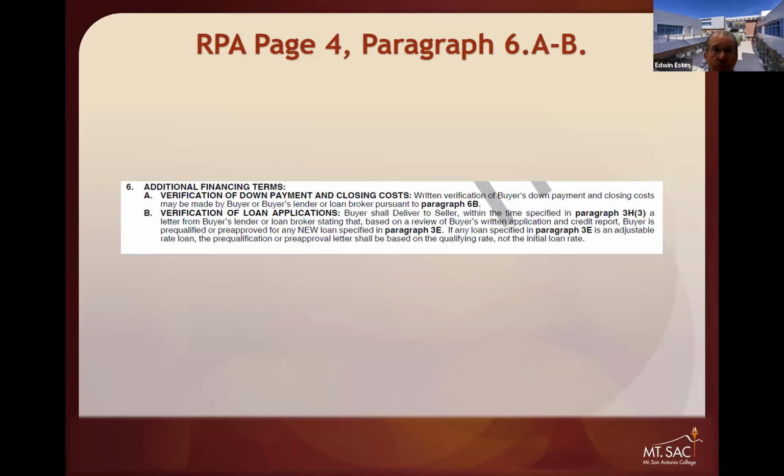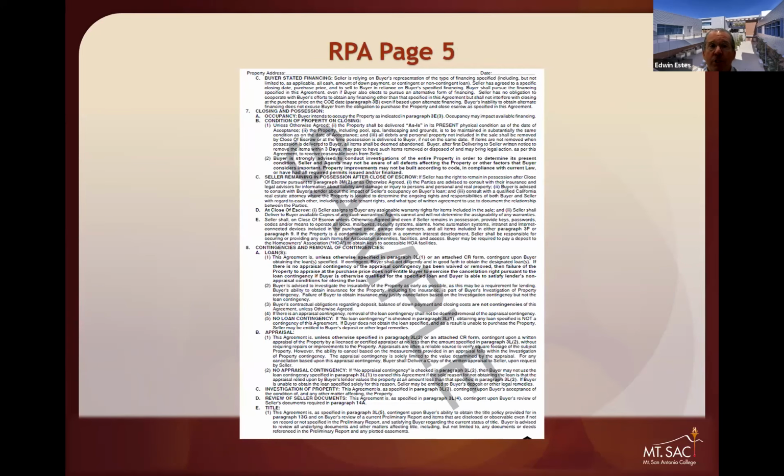All right. Moving on, additional financing terms and verification of loan applications. We have a new provision in this contract that the seller and the seller's agent can contact the buyer's lender, not to find out their credit score, not to find out how much money they make, but to verify how the loan is going. So we've got some new provisions in there.